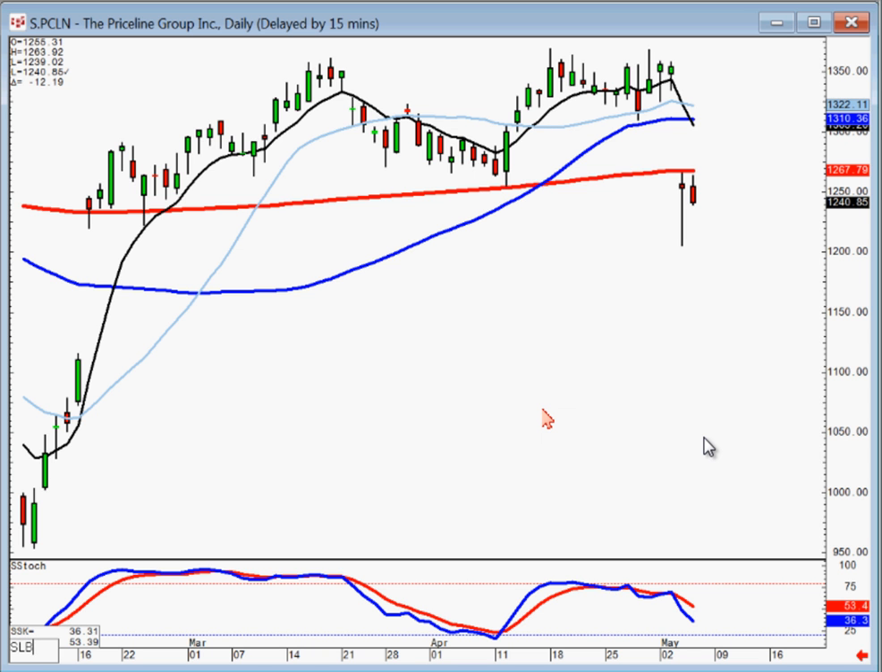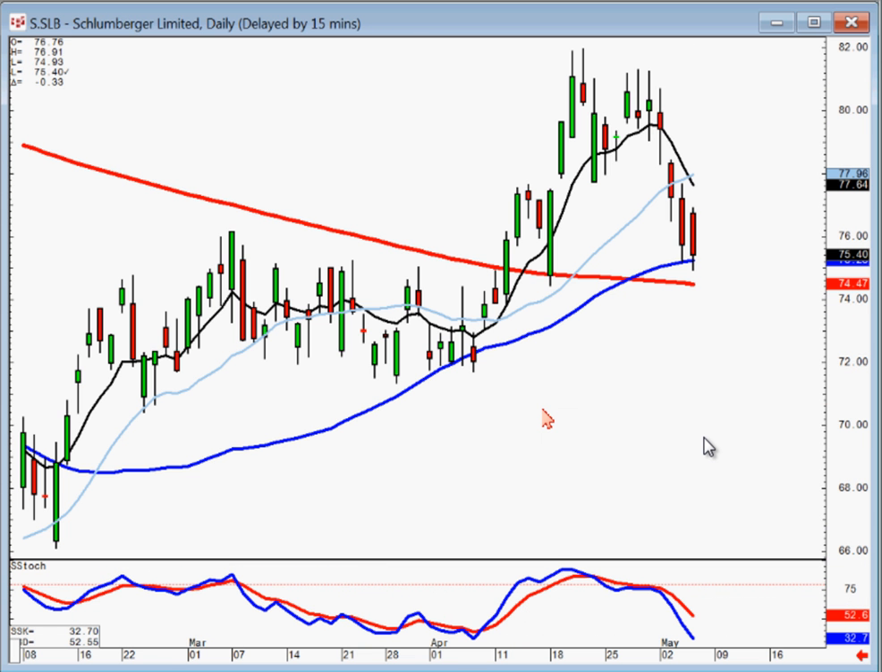Schlumberger, stay short with the anticipation that if it opens weaker, it's coming back to test the 200.